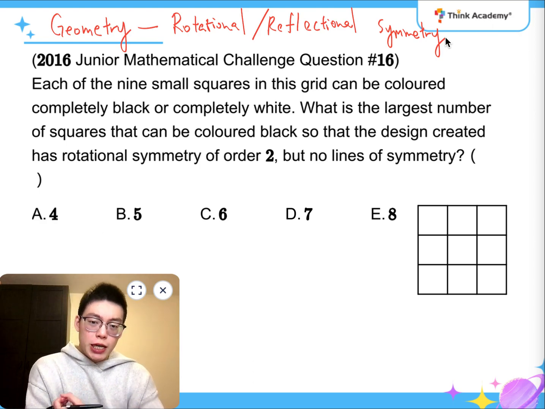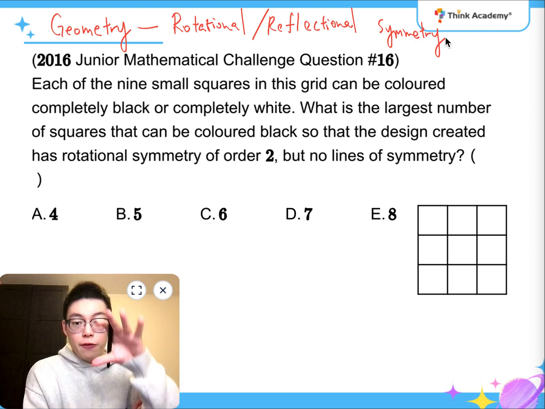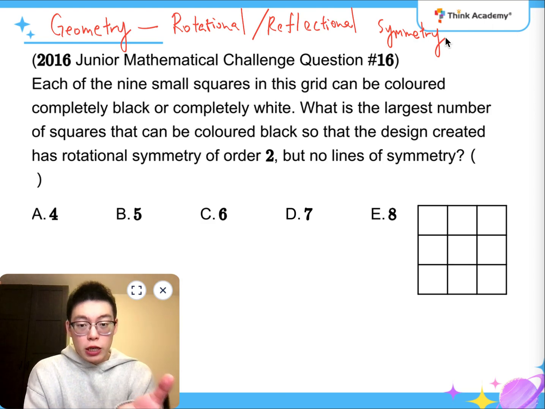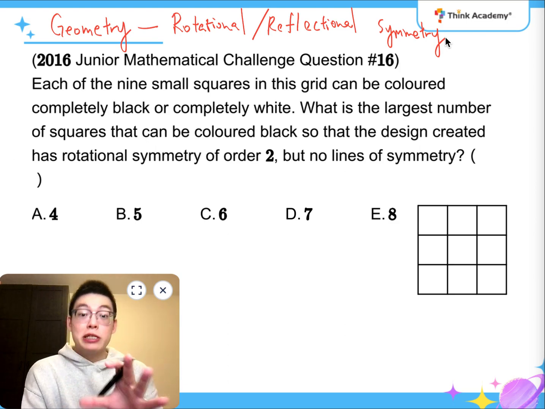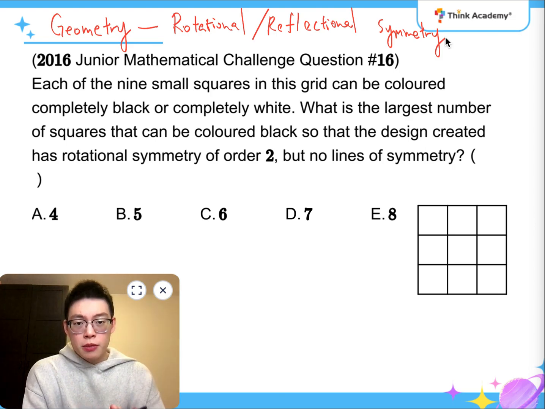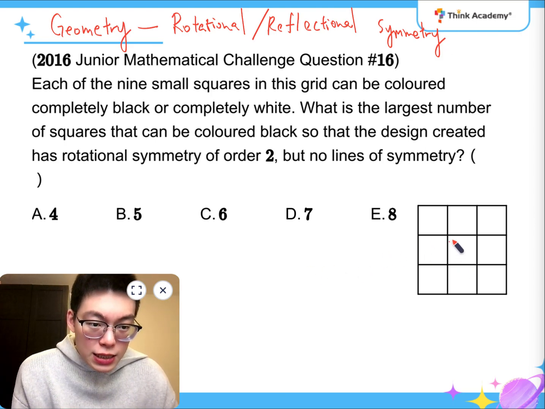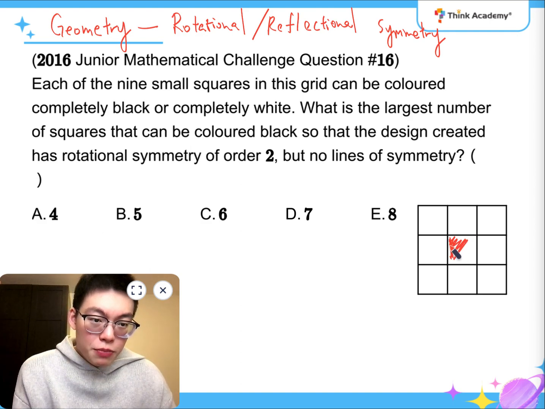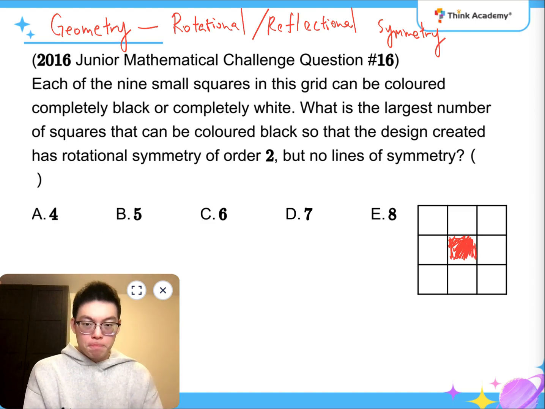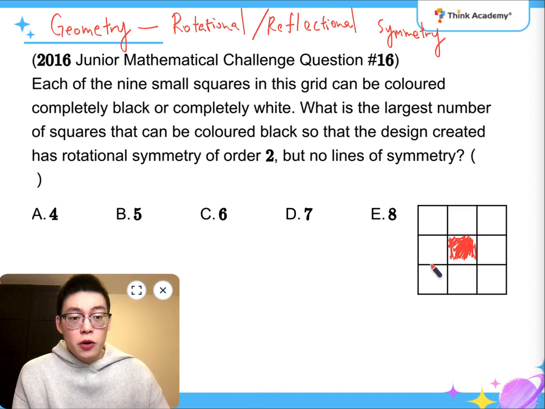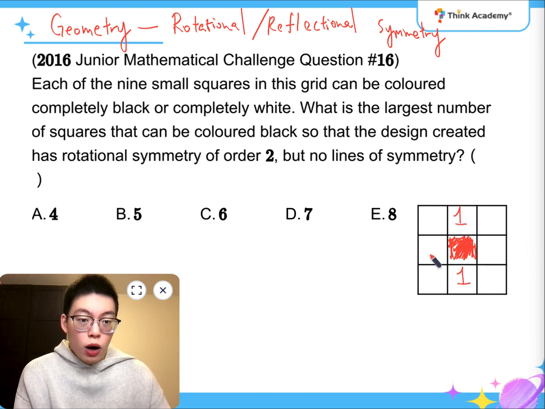Well, what does it mean by rotational symmetry of order 2? It means that when you flip the shape around, it's still going to look the same. All right? That's a characteristic of the rotational symmetry. So now we know that the center square can definitely be shaded because no matter how you turn it, the center square is still positioned in the center. And after that, we can classify the outside squares into 4 groups: Group 1, Group 2, Group 3, and Group 4.